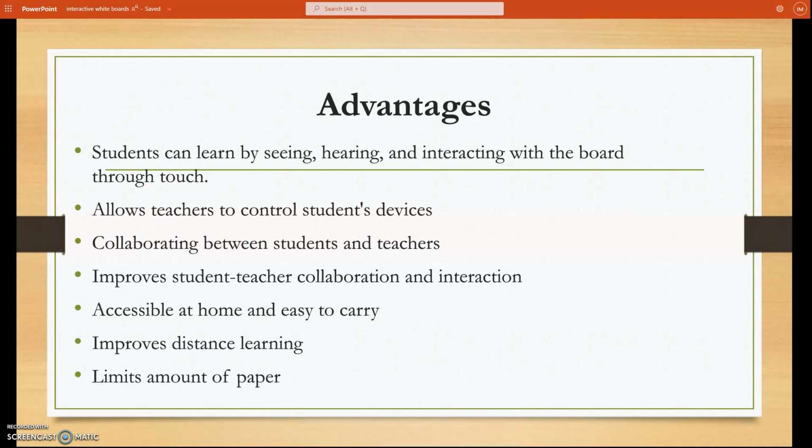Advantages. Some advantages of using smartboards in the classroom include catering to a variety of learning types with the ability to deliver audio, visual, and interactive material, features that allow teachers to control students' devices, allowing the students to more directly collaborate and interact with their teachers, and limiting the amount of paper being used in the classroom. Some smartboards also come in small enough sizes so that students can take them home, which makes remote learning easier for both students and teachers by further allowing the teacher to connect with their students remotely.